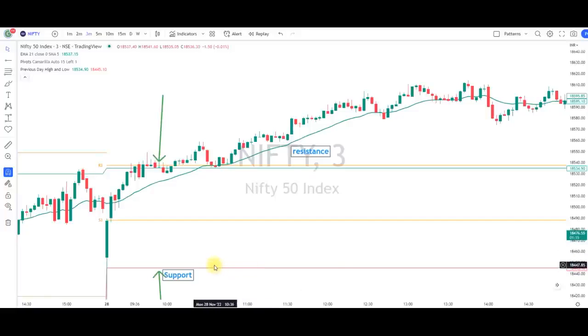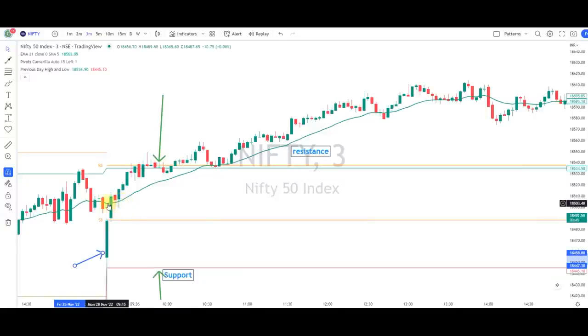Now we can see when we entered into the trade and how our trade went. When you see here, this green candle gave a close above the previous day low, that is a support, but we will not enter long here because this green candle is below the 21 days moving average, so we will not enter long here.